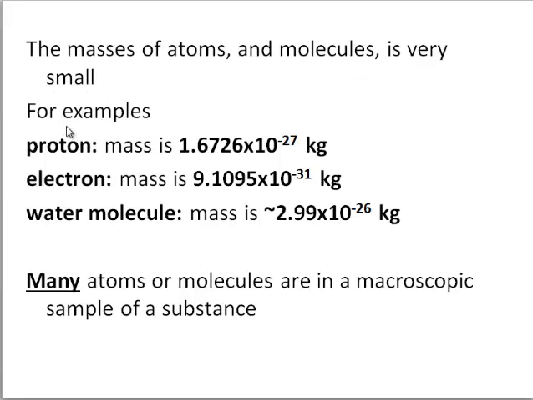For specific numerical examples, the mass of a proton is 1.6 something times 10 to the negative 27 kilograms. An electron is much less massive than that. Its mass is only 9.1 times 10 to the negative 31 kilograms. A typical water molecule has a mass about an order of magnitude higher than the proton mass. It's about 2.99 times 10 to the negative 26 kilograms.